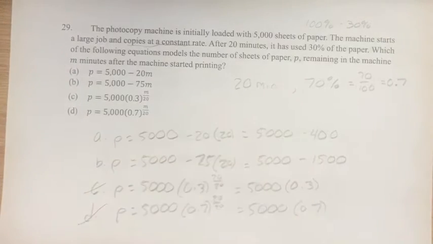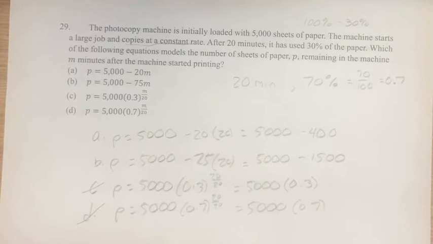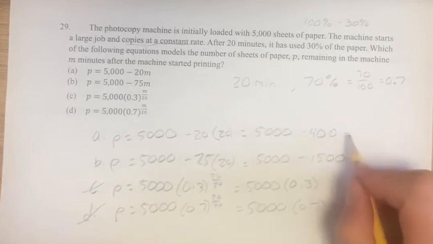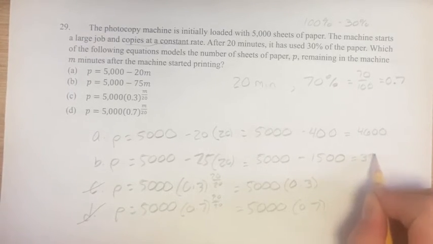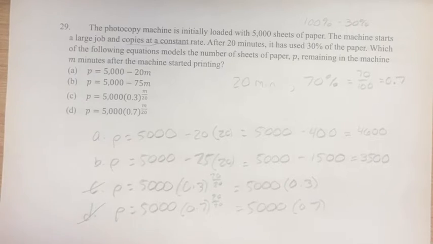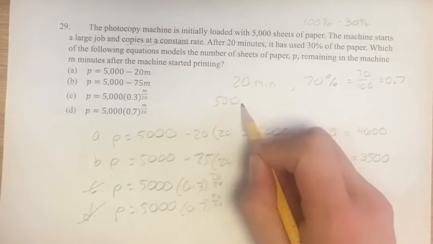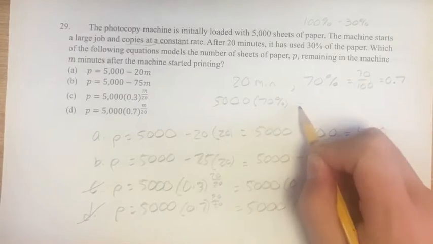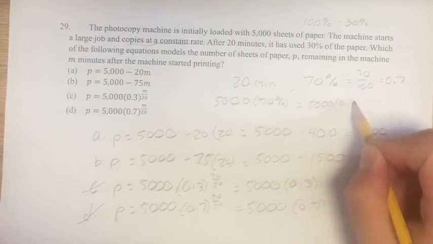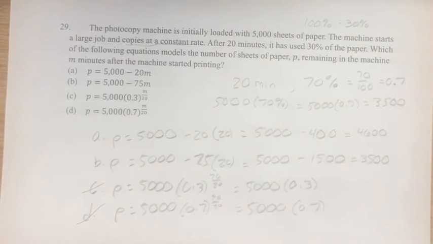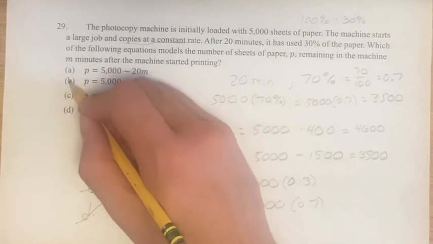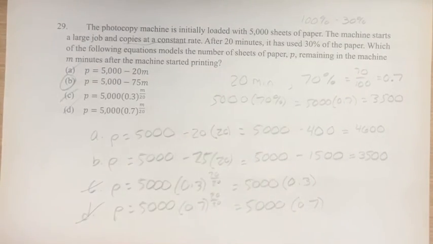So we have to look at these and say, okay, we're using 70% of the paper. So if we have 5,000 minus 400 is 4,600 here, and 5,000 minus 1,500 is 3,500 here. Which of these is 70%? Well, 5,000 times 70% is 5,000 times 0.7, as we just found, and this is 3,500. So of these two, B gives you the correct answer, and A does not. We know C and D can't be it, so B is going to be your final answer.